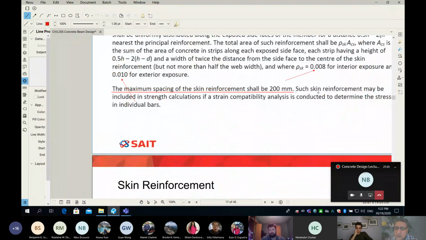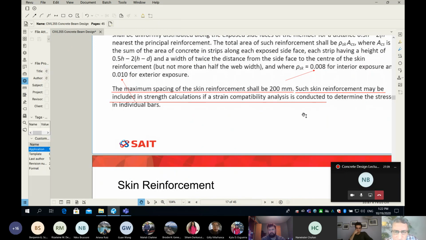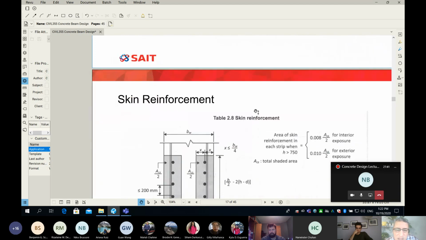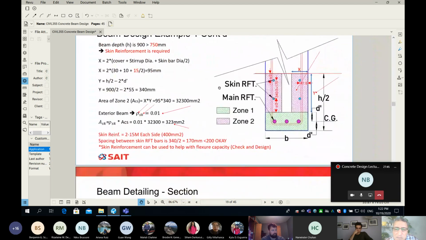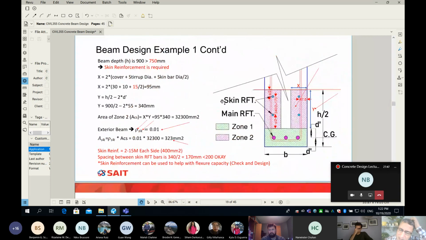Such skin reinforcement, look at the name, may be included in the strength calculation. So if you want to include it to take some moment, of course, code allows you to do that. However, I can tell you myself, as a designer, I will not really include it in my design. And that's kind of a general thing. I do it all the time.